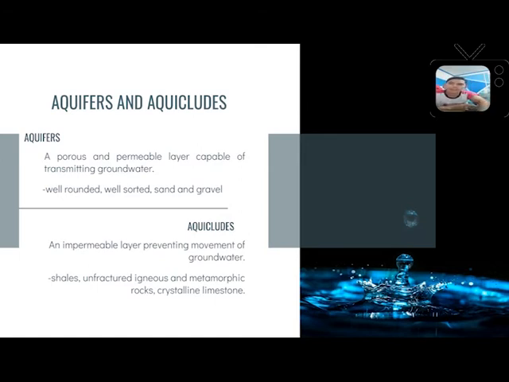Aquifers and aquicludes. Aquifers are a porous and permeable layer capable of transmitting groundwater, such as well-rounded, well-sorted sand and gravel. Aquicludes are an impermeable layer preventing movement of groundwater, such as shales, unfractured igneous and metamorphic rocks, and crystalline limestone.